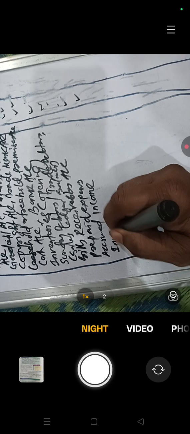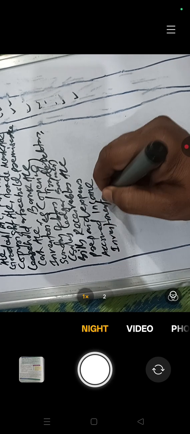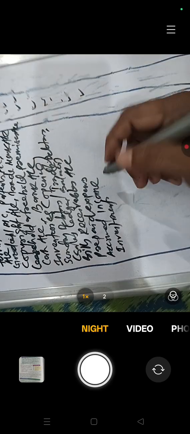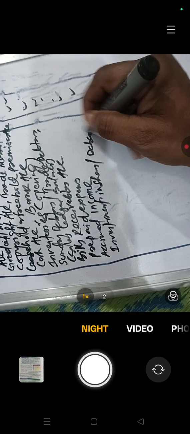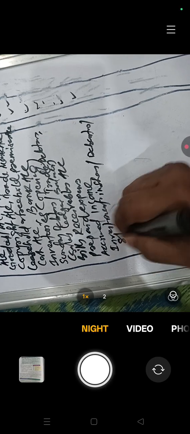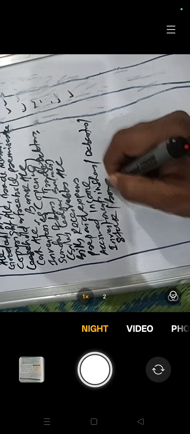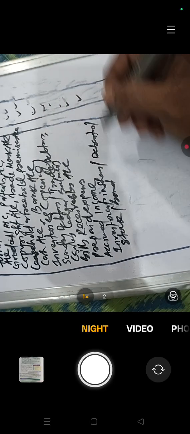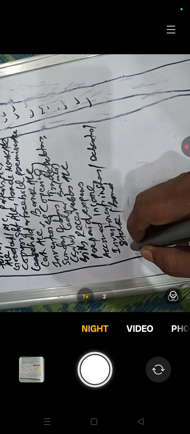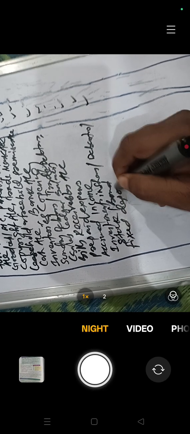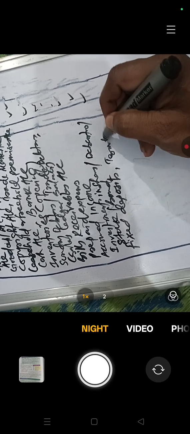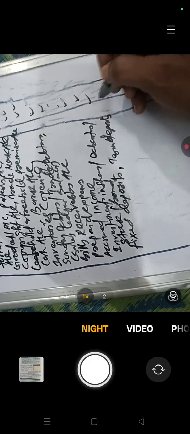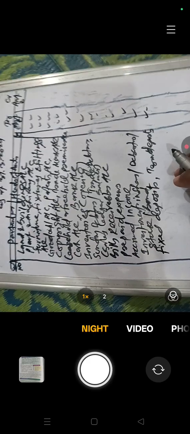Then investments: investment in shares, investment in shares or debentures, or stock or bond, or simply investment or fixed deposit. They are all assets, so they are on the debit side of the trial balance. Fixed deposits, term deposits, they are items of the debit side of the trial balance.